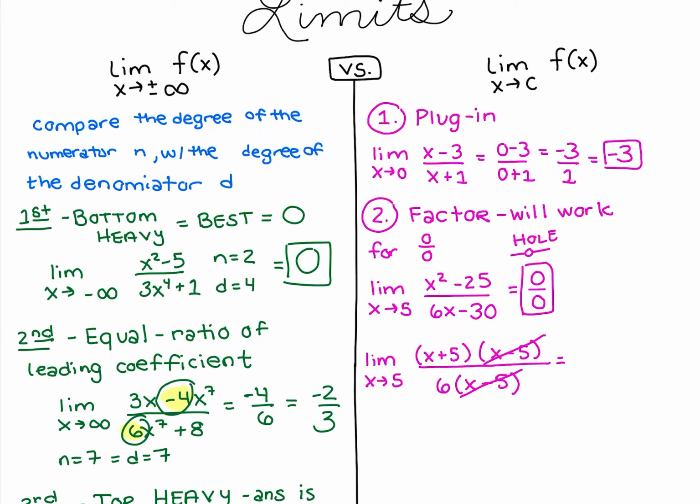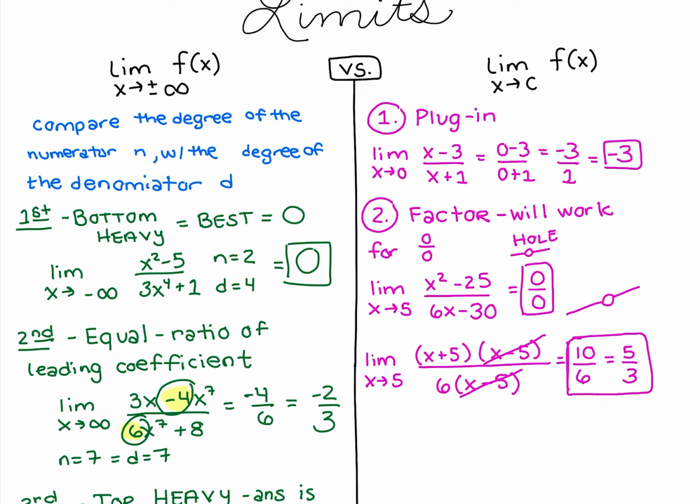So if we try to plug into the top, we have 5 plus 5, so we'd get 10. And the bottom just has a 6 left in it. So our answer is 10/6. We could leave it just like that, or we could reduce it to be 5/3, or plug it into our calculator and see what it is as a decimal, 1.6 repeating. So we see the number we get.